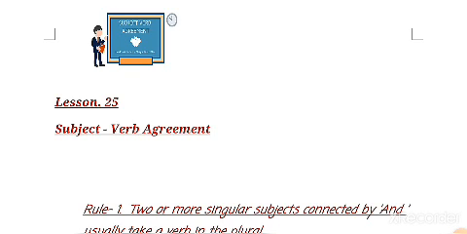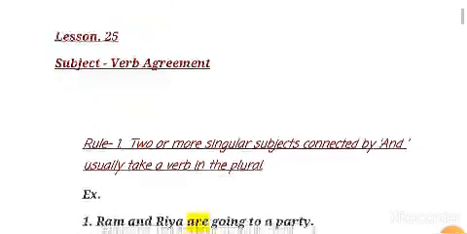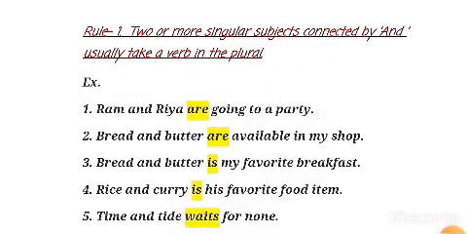Once again we are going to start chapter number 5, that is subject verb agreement. Yesterday we studied it and discussed some general rules. Today we are going to discuss some of the important rules of the chapter subject verb agreement. So without wasting time, let us discuss rule number 1.